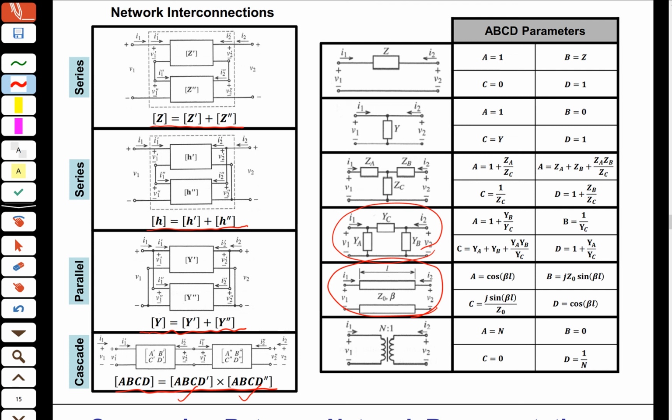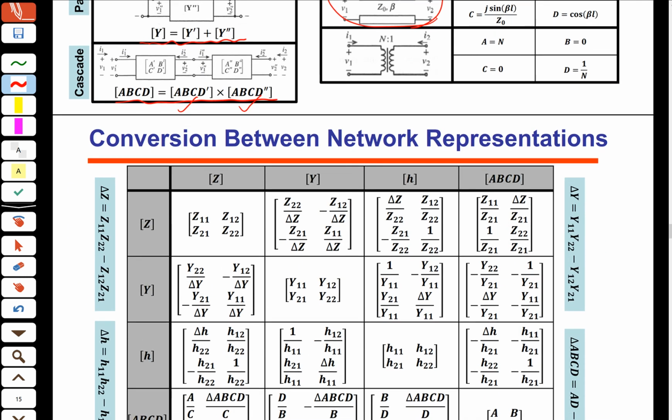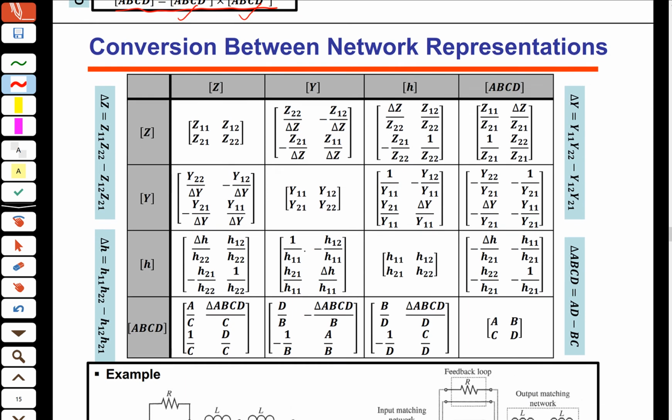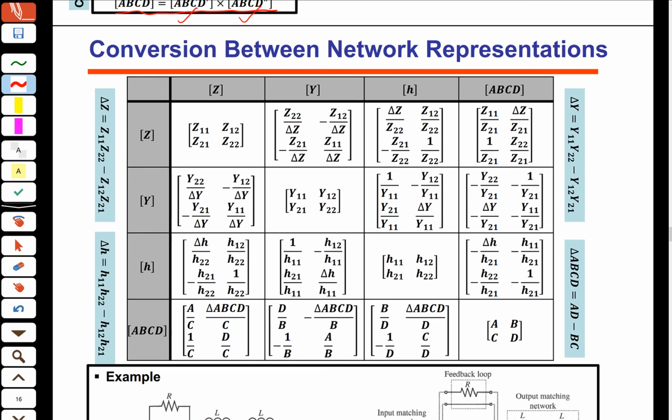And then all these parameters can be converted to each other. For example, if you have the Z matrix, you can find the ABCD matrix. Or if you have the Y matrix, you can find the H matrix. We are talking about two-port networks, because for multi-port networks, we have only Z and Y. We don't have A, B, C, D or H.